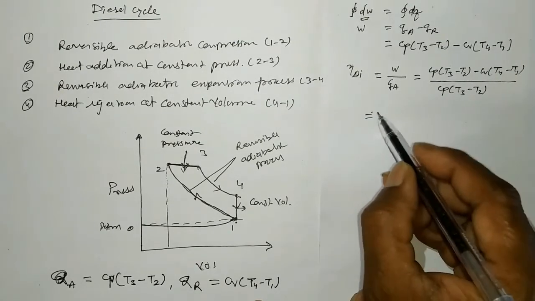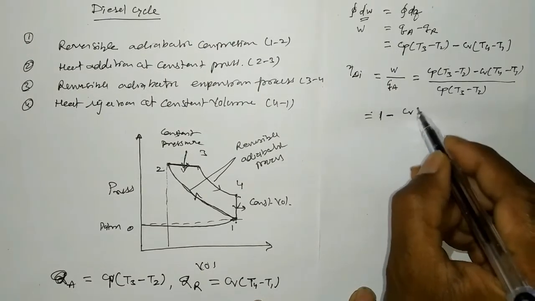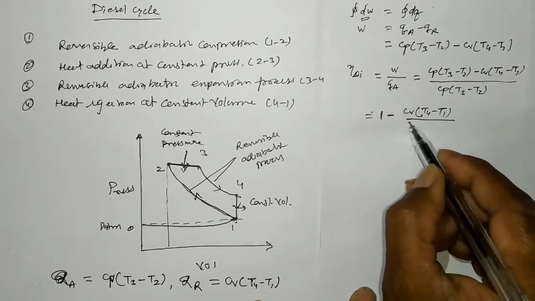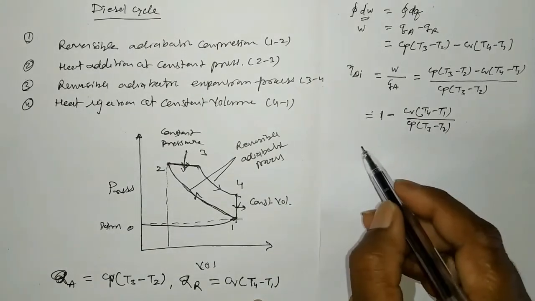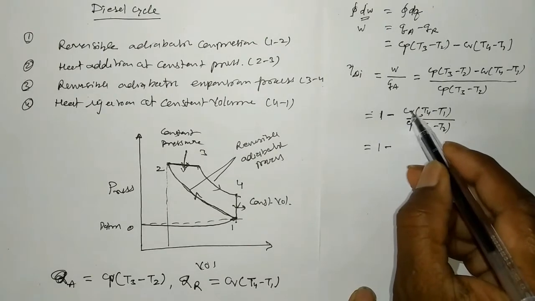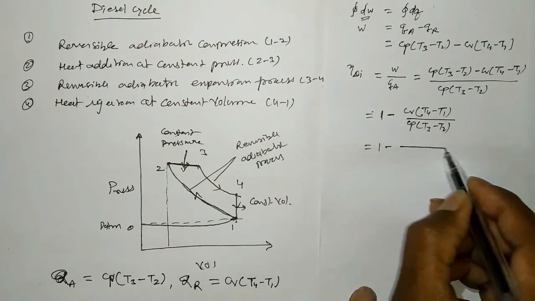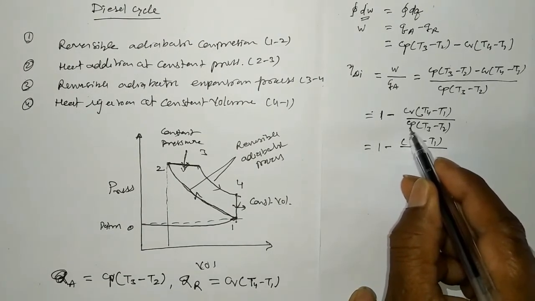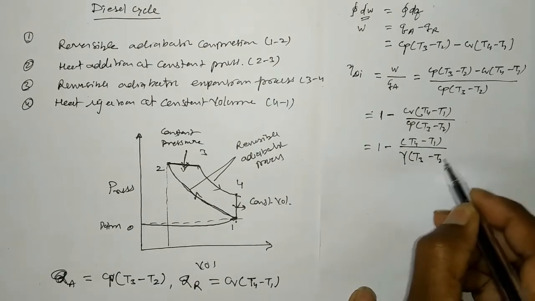That will equal 1 minus Cv (T4 minus T1) divided by Cp (T3 minus T2). That will equal 1 minus, we divide by Cv, and we get (T4 minus T1) divided by gamma (T3 minus T2), where gamma is Cp over Cv.